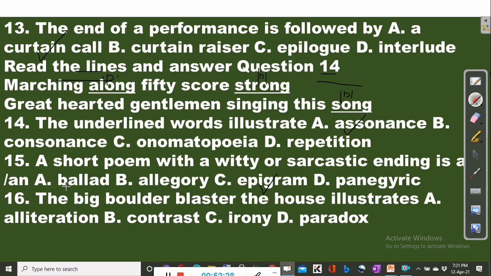It's either a poem or a song that presents the message in the form of a story. All right? Then allegory is a work of art that uses symbols and sometimes uses ideas as characters. A typical example is Pilgrim's Progress by John Bunyan.